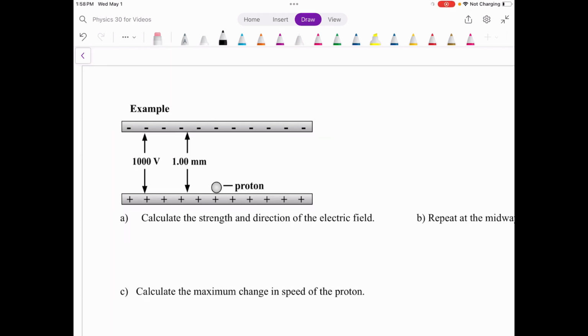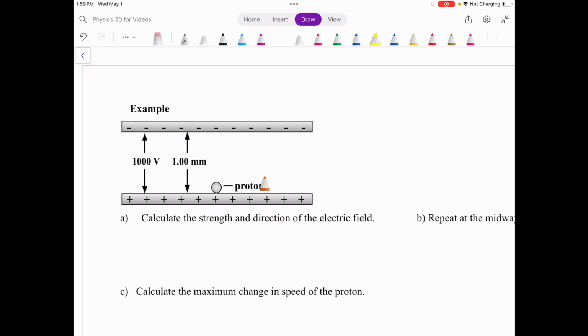All right, so let's move on to this one here when we can actually maybe try this equation out. It says calculate the strength and direction of the electric field. Okay, well, let's start with direction. We can think about the direction right away. We've got a positively charged plate and a negatively charged plate. Question, how do we define the direction of the electric field?